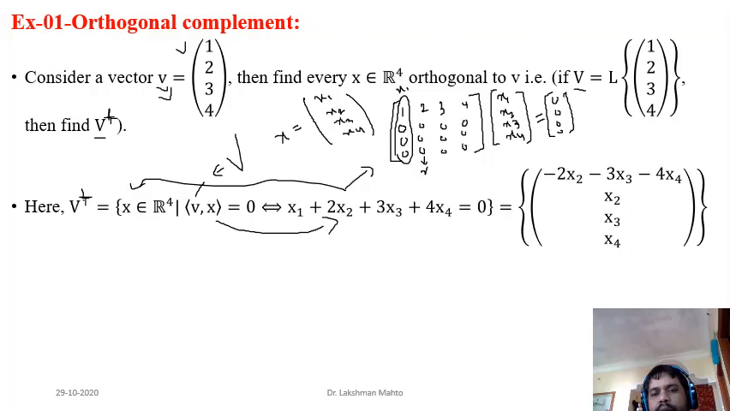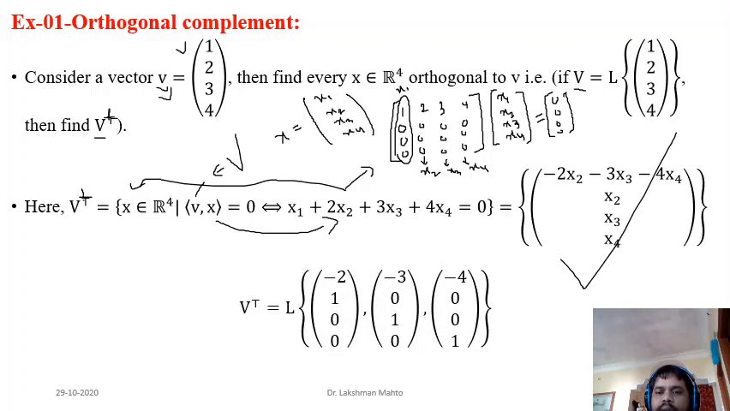So what are the free variables? Here x2 is a free variable, x3, the variable associated with the third column, is also a free variable, and x4 is also a free variable. So x2, x3, x4 are free variables. We need to express the dependent variable in terms of the free variables. That's where we have written x1 equal to minus 2 times x2 minus 3 times x3 minus 4 times x4, and x2, x3, x4 are free variables. So this is giving the solution space of this system of linear equations.